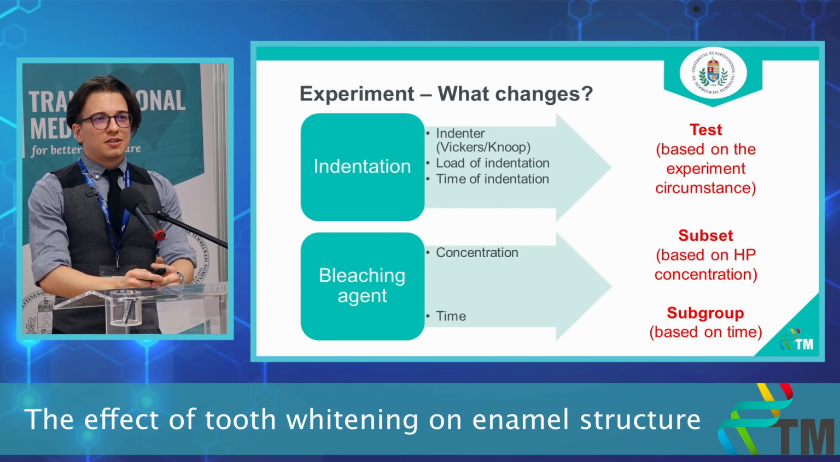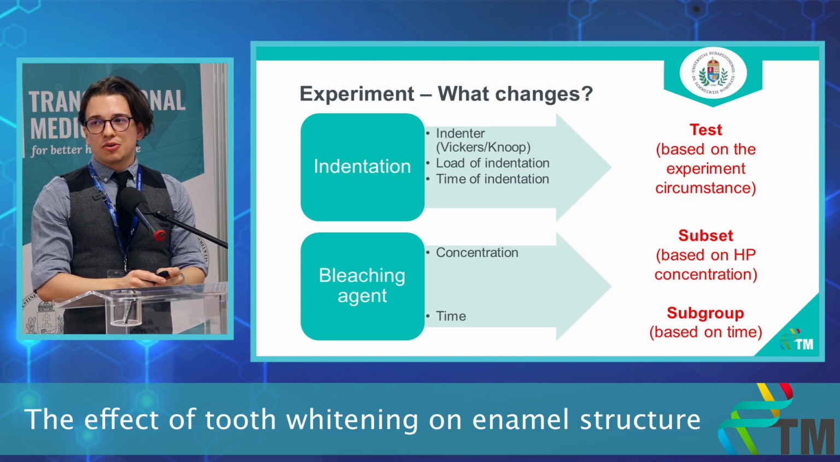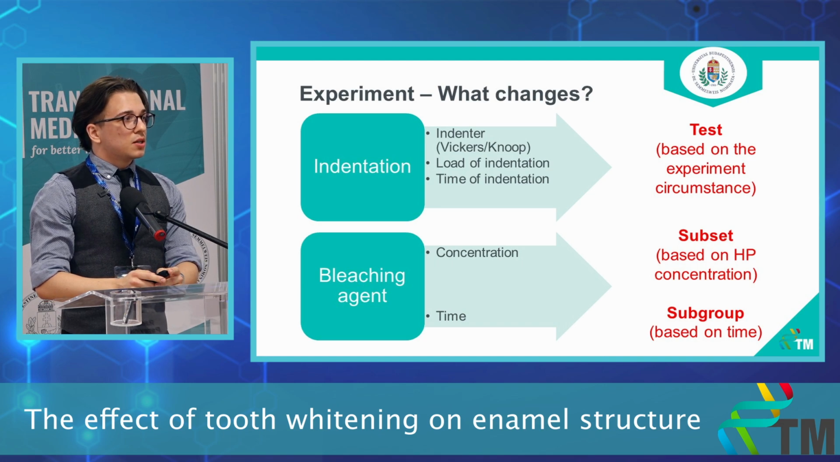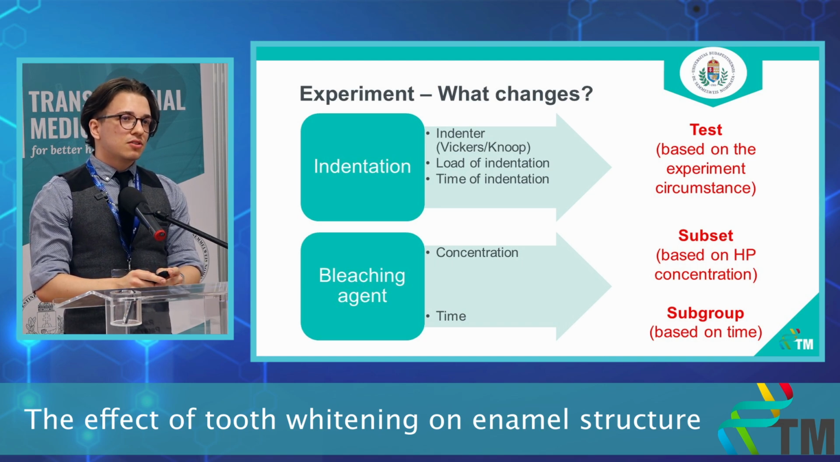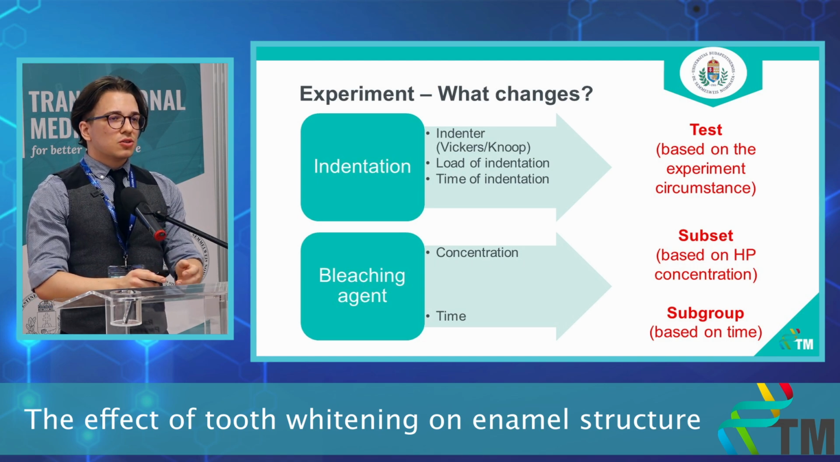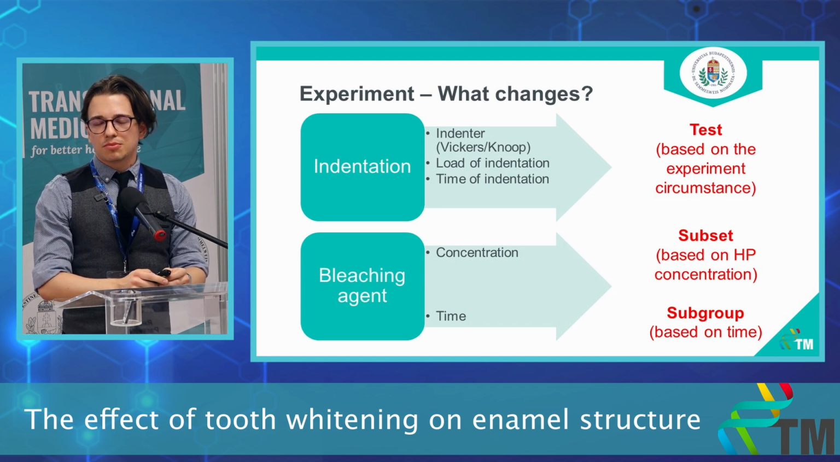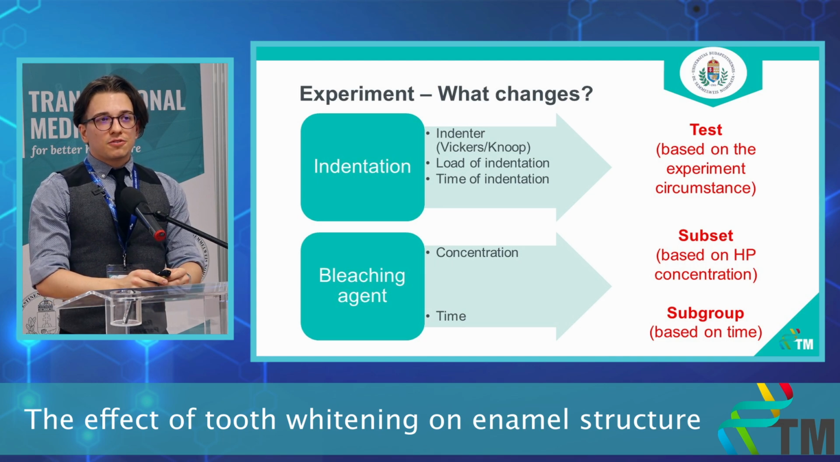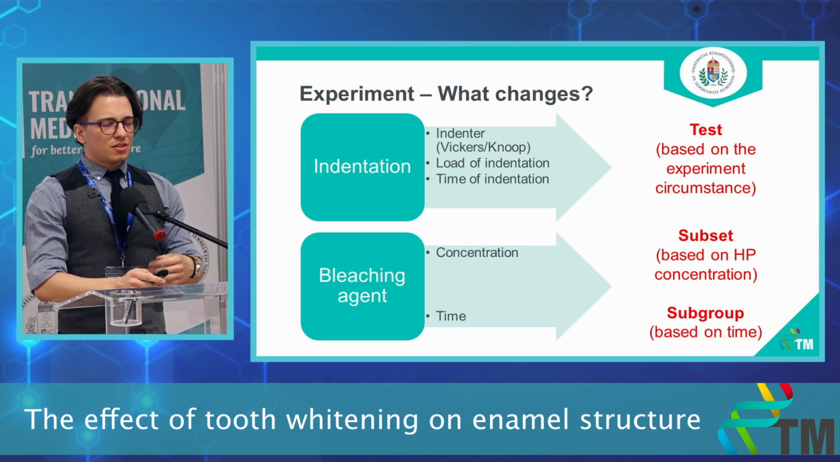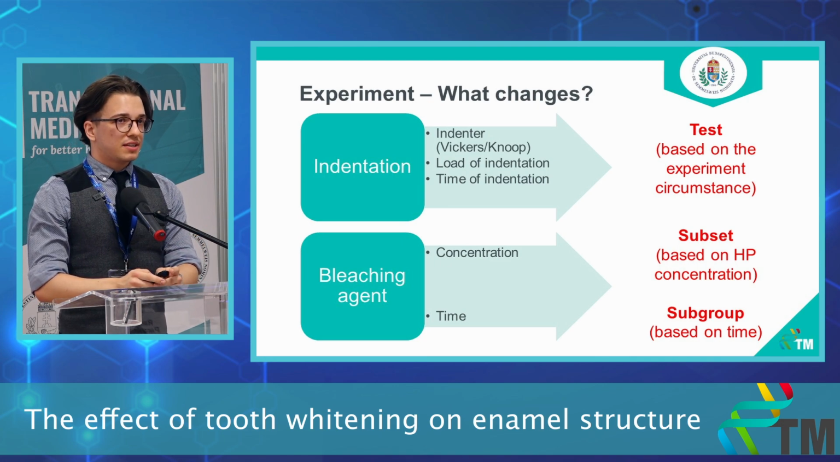Although it seems nice, there are many factors that are changing among these experiments. I grouped them in two to make it more understandable. The first one is dealing with the indentation: the type of indenter, the load of indentation, and the time of indentation change. And the second one is dealing with the bleaching agents, because obviously the concentration and the usage time of these products differ. After discussion with physicists, we came to the conclusion that the different indenters, loads, and times can be used as different experiments and different test conditions.